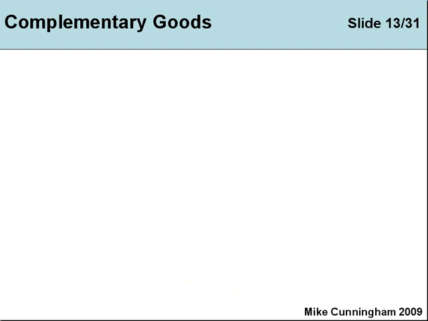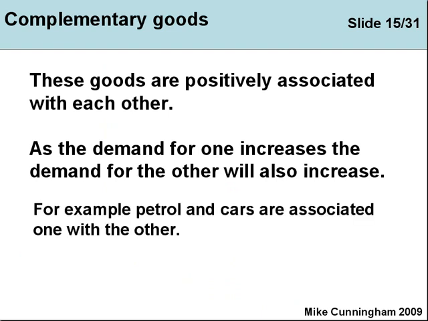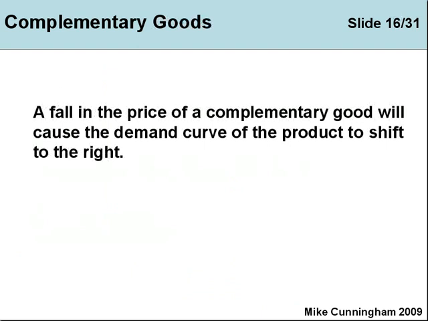We'll start with complementary goods. These goods are positively associated with each other. As the demand for one increases, the demand for the other also increases. For example, petrol and cars are associated with one another. As the demand for cars increases, more cars on the road, there will be a greater demand for petrol. They're complementary goods. They go together. A fall in the price of a complementary good will cause the demand curve to shift to the right.